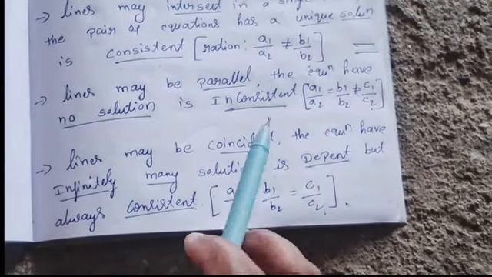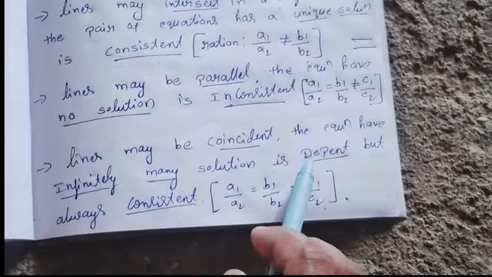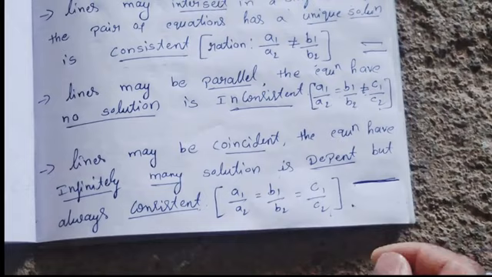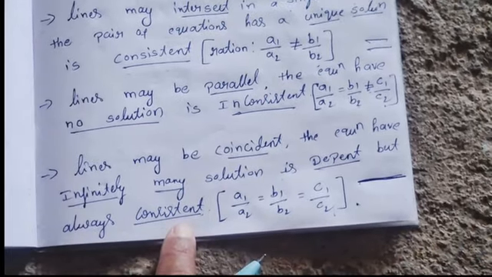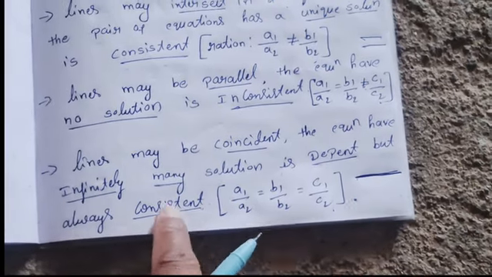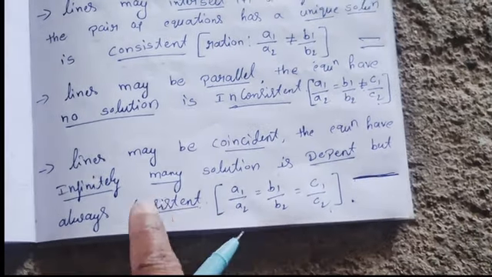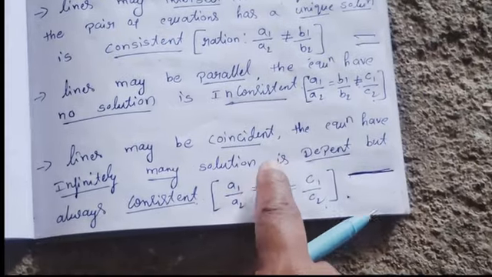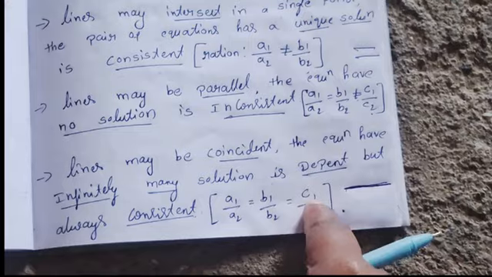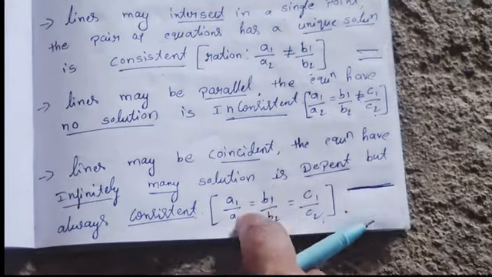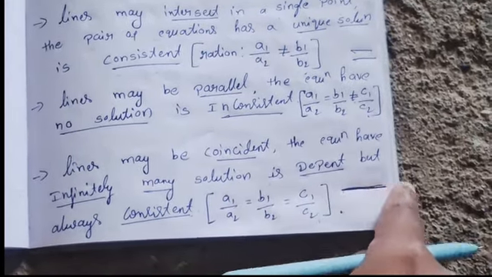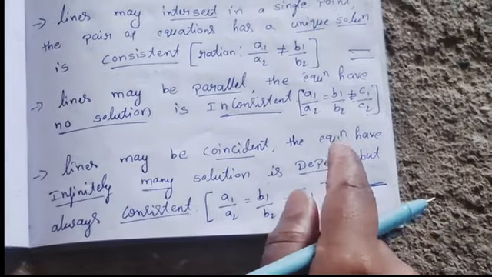Suppose the lines are coincident, then the equations have infinitely many solutions. Coincident means this is the first equation and this is the second equation, but it is only one line. The equations with infinitely many solutions are dependent, and they must be coincident, and always consistent. The ratio is a1 by a2 equal to b1 by b2 equal to c1 by c2. When these three ratios are equal, the lines are coincident.